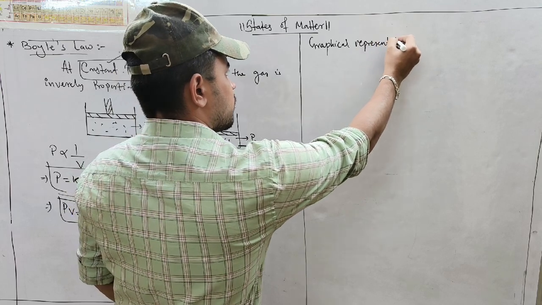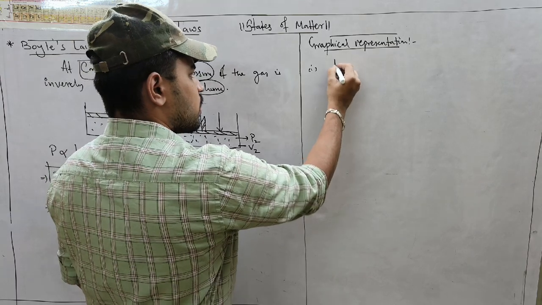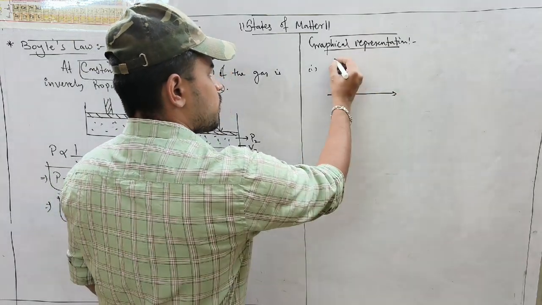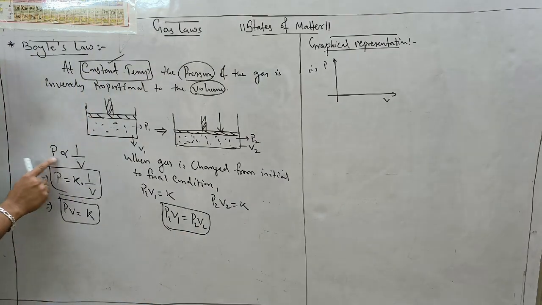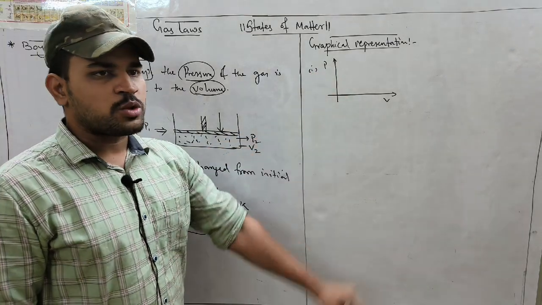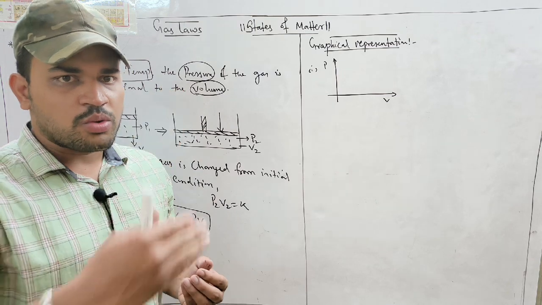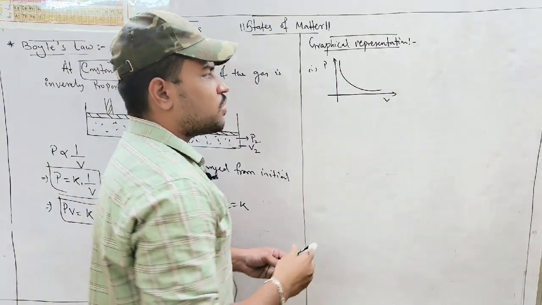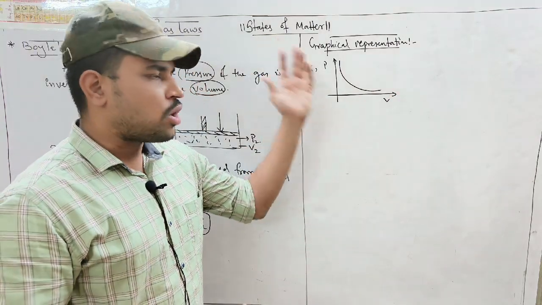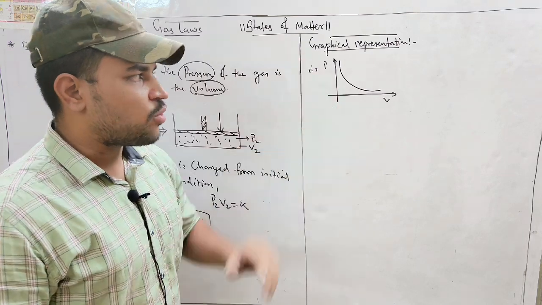So in this graphical representation of Boyle's law, first, if you draw a graph between pressure and volume, as we have seen, pressure and volume are inversely proportional. When pressure and volume are inversely proportional, what kind of graph are you going to see? You are going to see a decreasing graph, and it's going to be a curve, where as pressure is increasing, volume is decreasing, and as volume is increasing, pressure is going to decrease. So this is the pressure and volume graph.